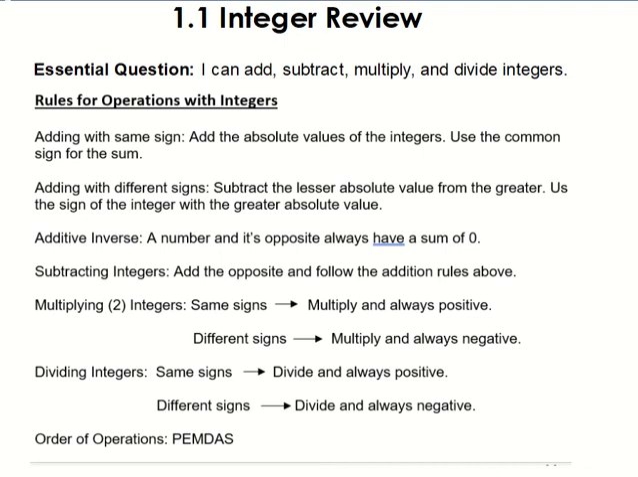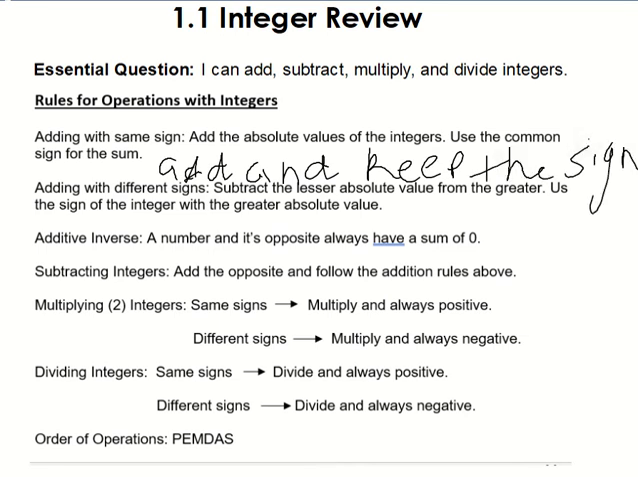So when we add with the same sign, technically we add the absolute values of the integers and use the common sign for the sum. That's the same thing as we said last year: add and keep the sign. So that's how we put it last year.